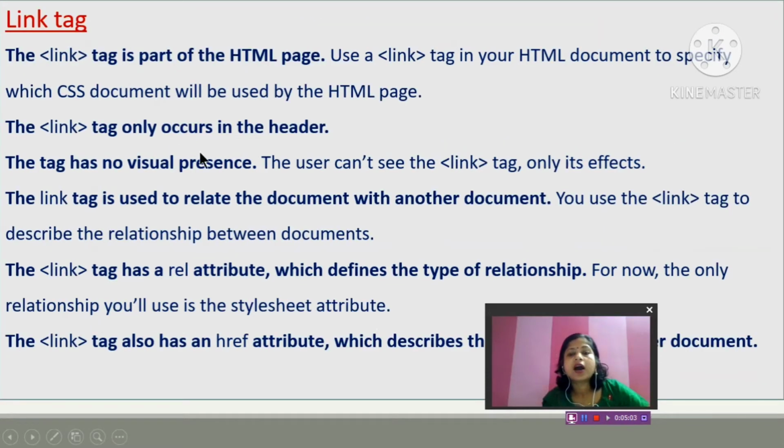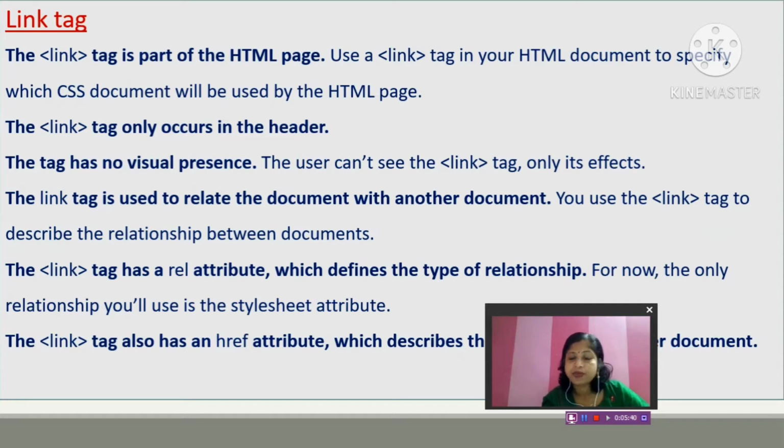Next is how the link tag will actually be used. The link tag is used inside the head tag to link. The link tag is a part of the HTML page. Use a link tag in your HTML document to specify which CSS document will be used by the HTML page. The link tag only occurs in the header, nowhere else; you will write it inside the head tag. The tag has no visual presence. The user cannot see the link tag, only its effects.